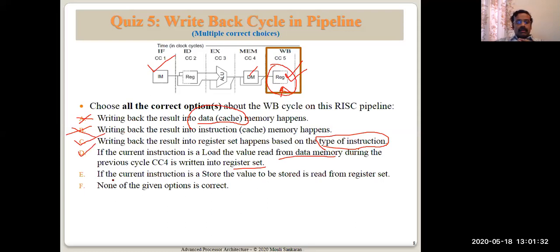Now, what about this? If the current instruction is a store, the value to be stored is read from the register set. It is too late. If the store instruction has come here, that means the store operation should have happened here. Now we cannot say I am going to read the register for the store operation, which is supposed to be done in the data memory access. So E is totally wrong. You cannot say E is correct. So of course F is wrong. So C and D are the right answers.